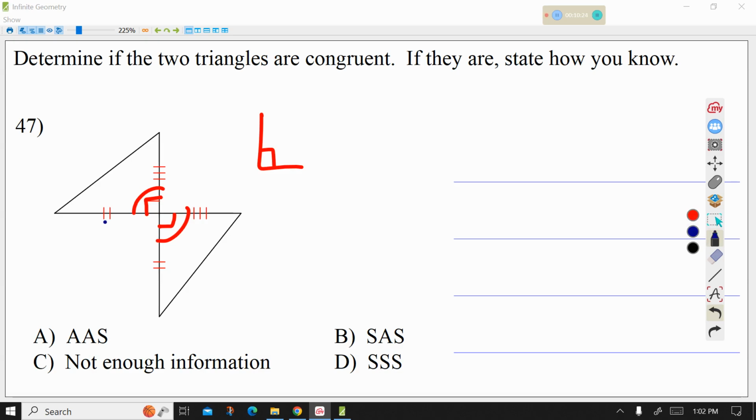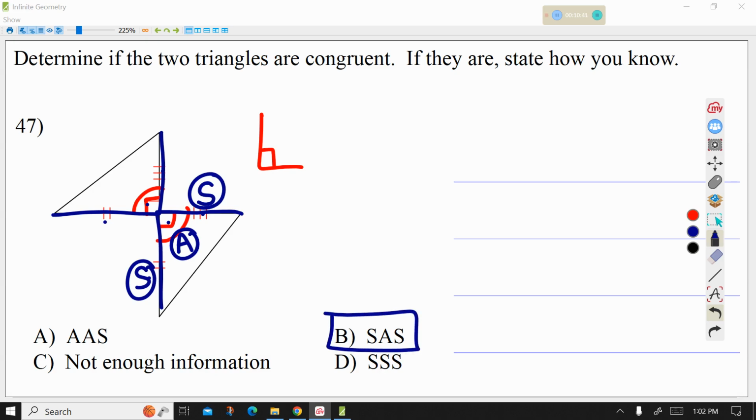So this side is equal to that side, so that gives me an S. This angle is equal to that one, so that gives me an A. And this side is equal to that one. So I have another side. Let's make sure that we actually have the sides in the included angle. All right, these two sides make that angle, and these two sides make that angle. So this is a true side angle side example here.